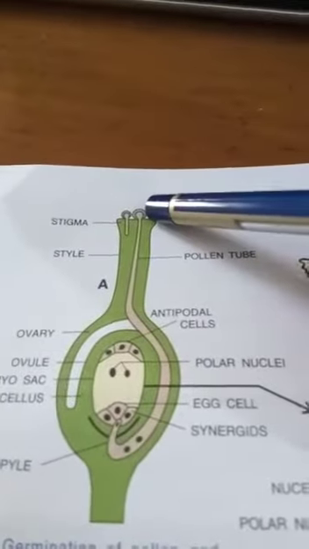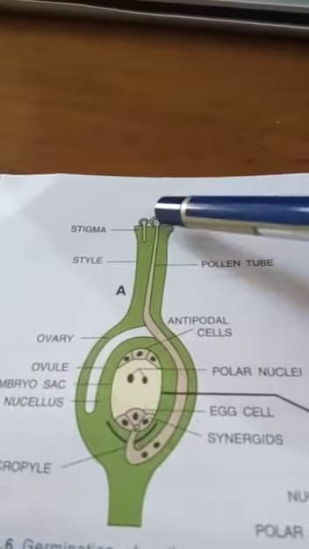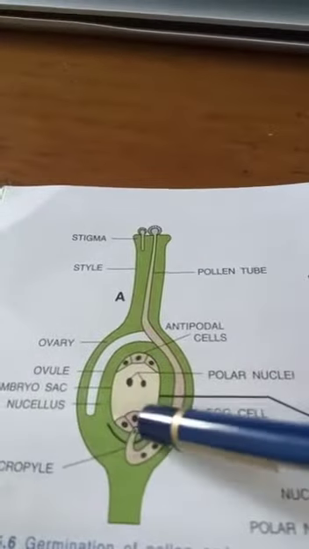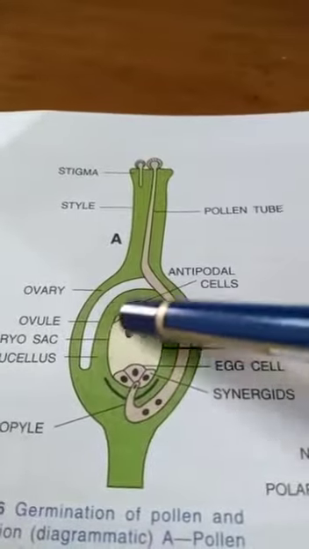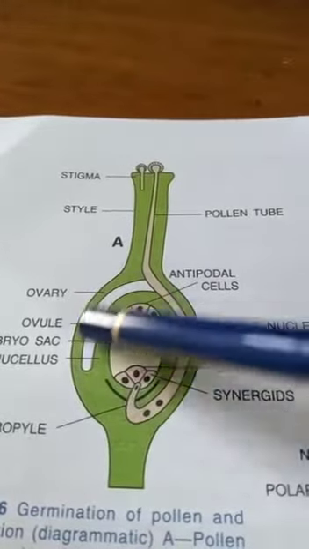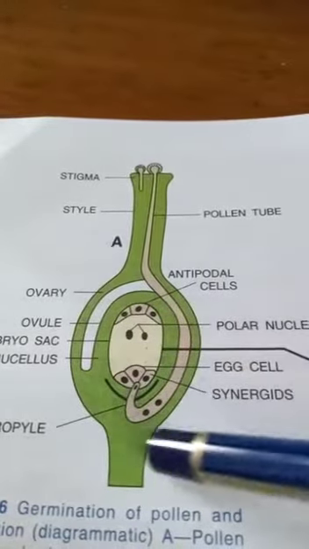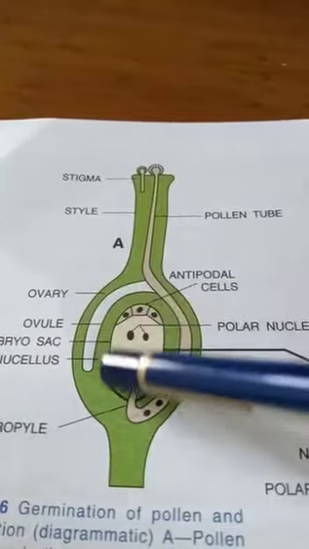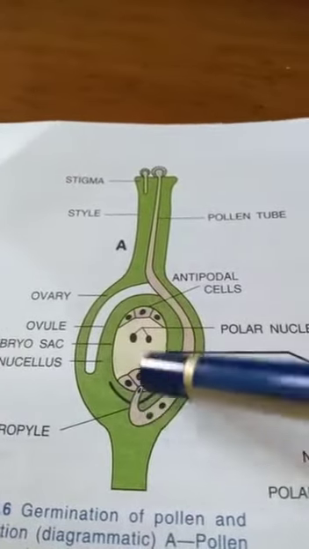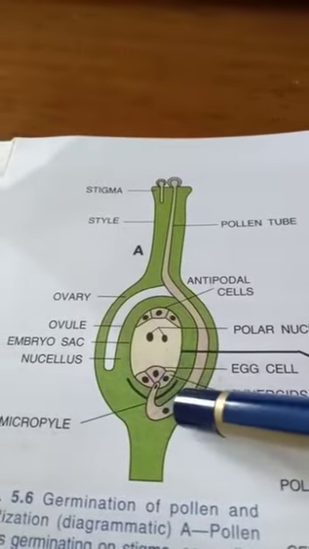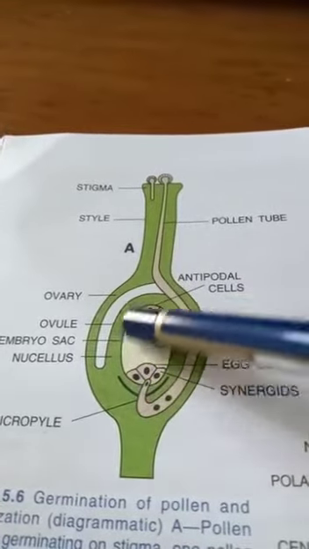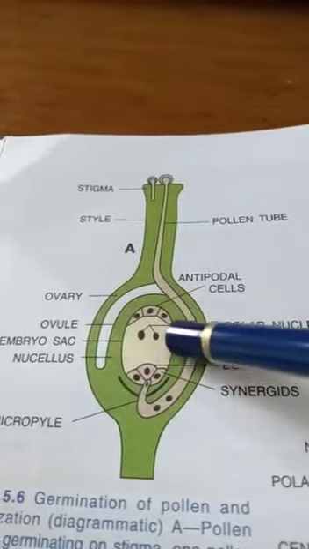So now the pollen grains have reached here, that is the stigma part, and the female gamete is present here inside the ovule, that is present inside the ovary. This is the ovary portion. Inside the ovary, the ovule is present, and inside the ovule this egg cell or ovum is present. Now let us look at the structure of this ovule.